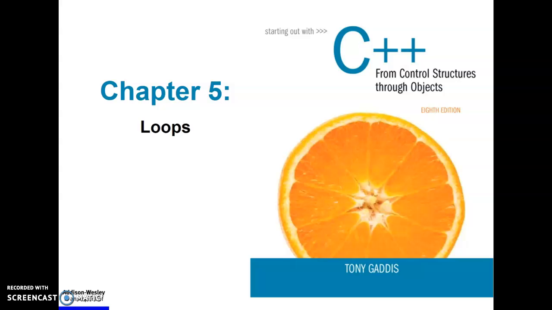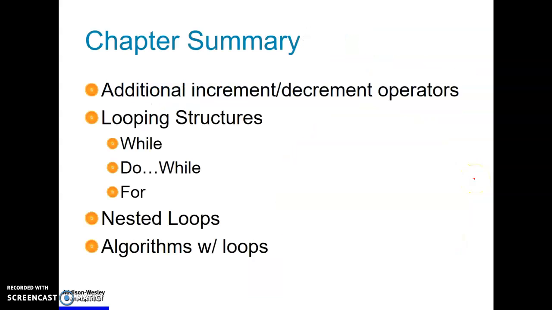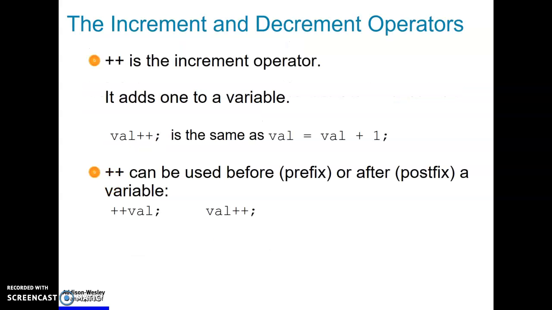Chapter 5, Loops. So in this chapter, we'll look at an additional increment and decrement operator. We'll look at looping structures, as in the while loop, do while loop, and for loop. We'll look at nested loops and some algorithms with loops.